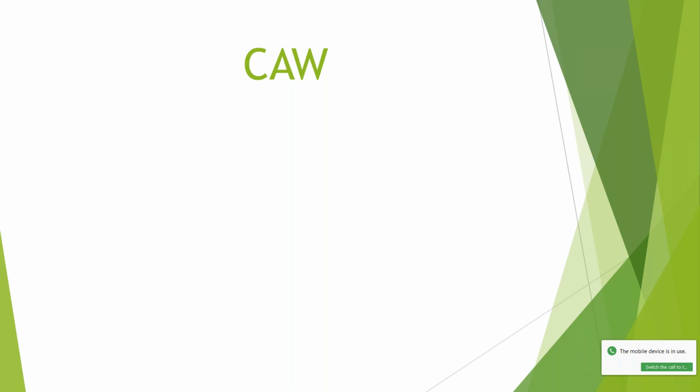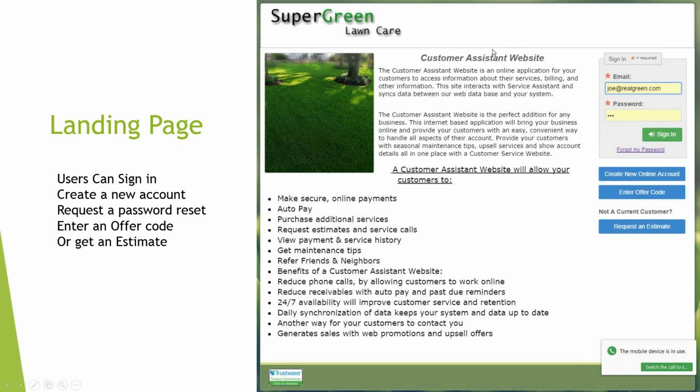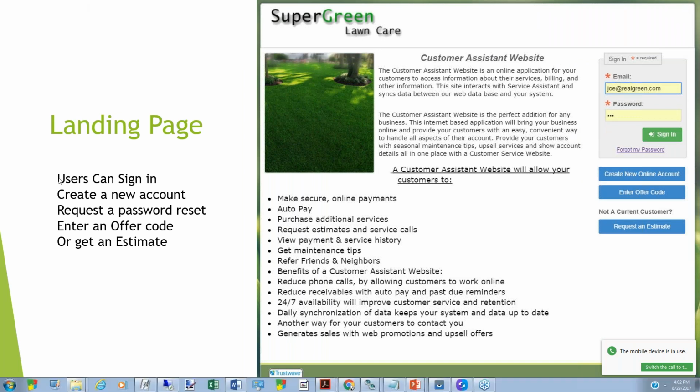So CAW stands for Customer Assistant website, and basically you're getting in here and you're seeing what's going on with this page here. So this is the landing page that we're looking at, and let me bring that down a little bit here. Apologize. Okay. So what we're looking at here is a landing page where I would log in as a customer with my email address and a password.